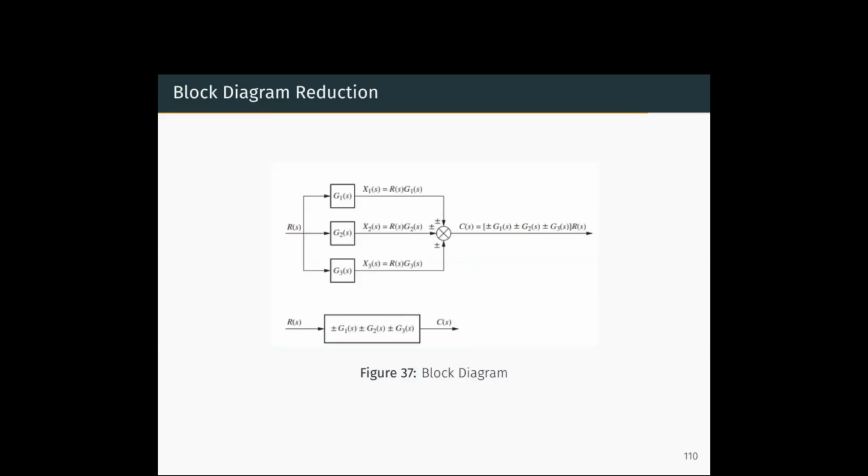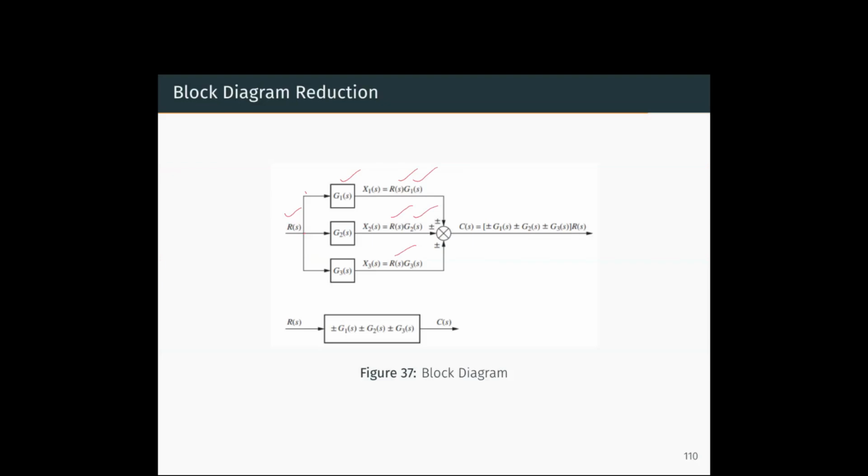Now whenever 3 blocks are kept in parallel, R of S comes here. So this is the pick-off point and here you have R of S, and this R of S is multiplied with G1 of S. So R of S into G1 of S is the output here. Similarly, this is the pick-off point and R of S is given here to G2 of S. So X2 is nothing but R of S into G2 of S. Similarly, G3 multiplied with R of S will be the X3.